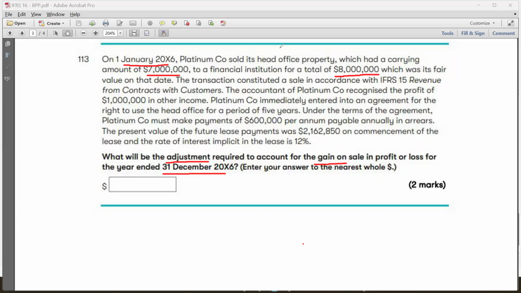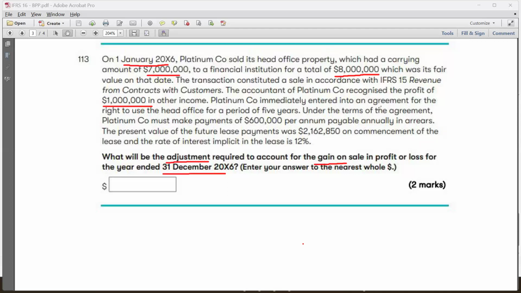The transaction constituted a sale in accordance with IFRS 15, Revenue from Contracts with Customers. The accountant of Platinum Co recognized the profit of 1 million. So this is where they are wrong, okay? They have charged all the gain as profit. The item had a carrying amount of 7 million. It was sold for 8 million. There is a gain of 1 million, but we can only recognize the profit related to the portion that has been sold or transferred.